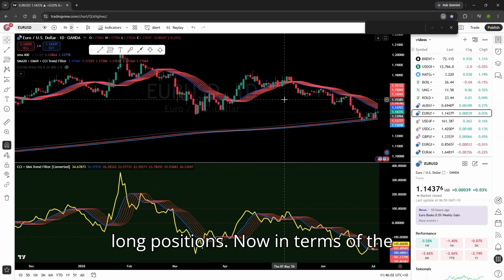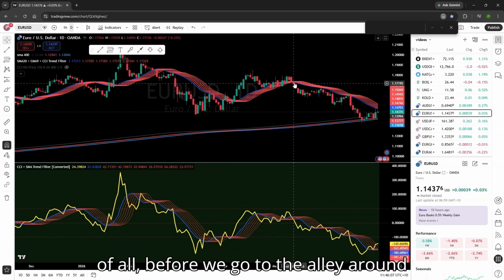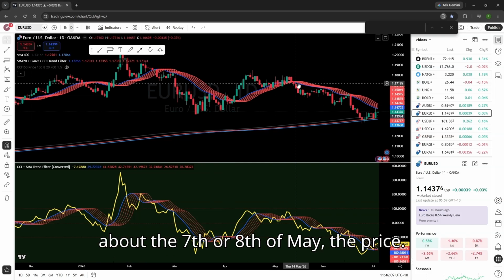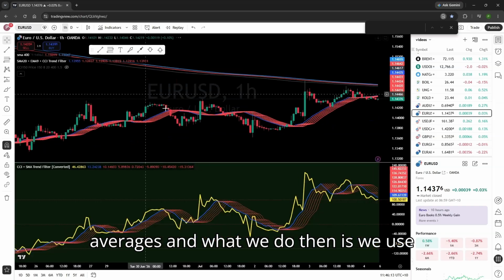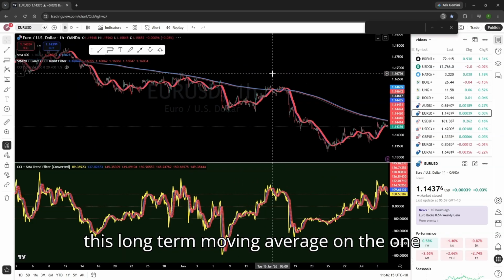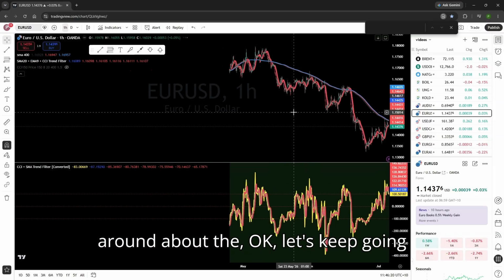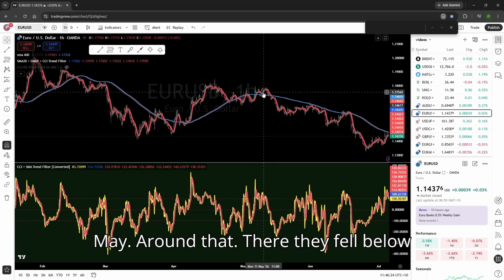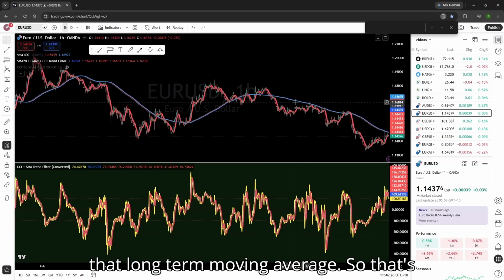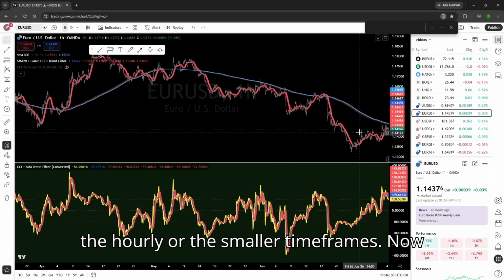Now in terms of the hourly chart, you'll notice here first of all, around about the 7th or 8th of May, the price fell below those short-term moving averages. And what we do then is we use this long-term moving average on a 1 hour chart. And you can see there, around about the 7th or 8th of May, they fell below that long-term moving average. So that's where you start taking short trades on the hourly or the smaller time frames.